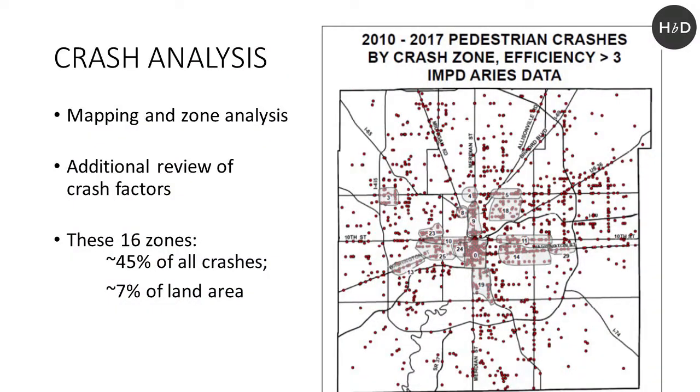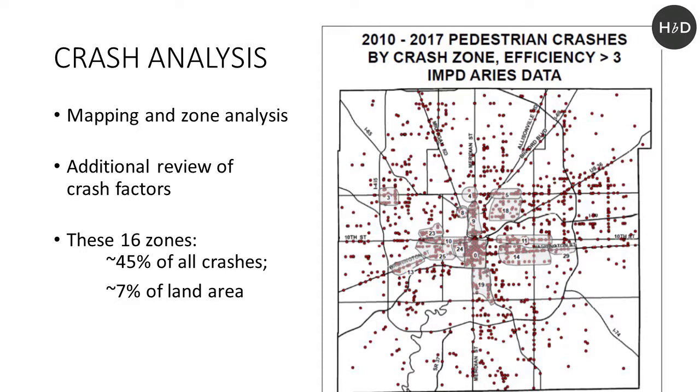Just want to talk then a little bit about some crash analysis work that we're doing. We'll be going into our 10th year of data analysis in terms of where pedestrian crashes happen in the city. So you can see here the red dots are essentially a representation of where they happen.